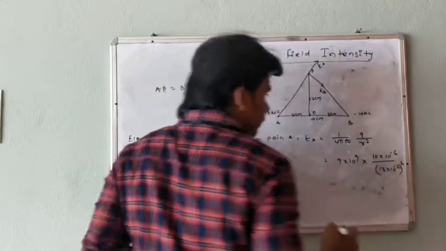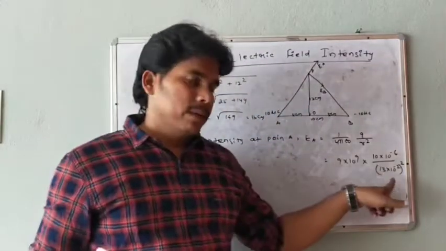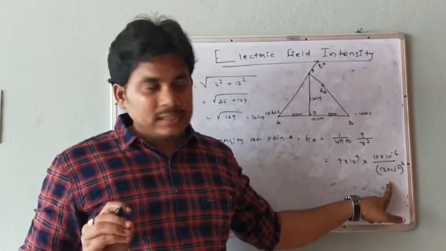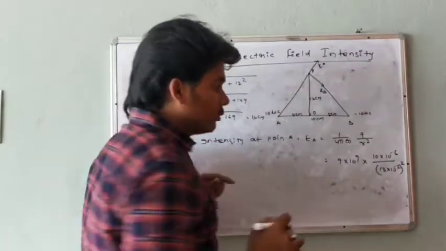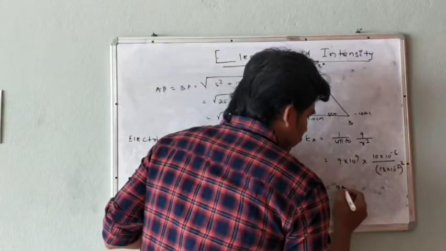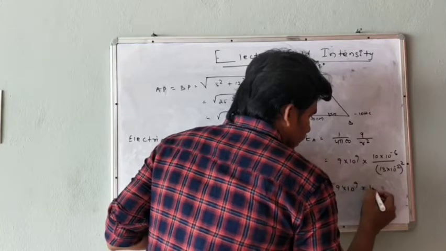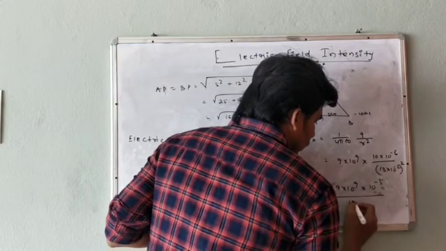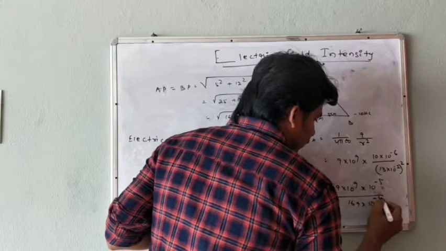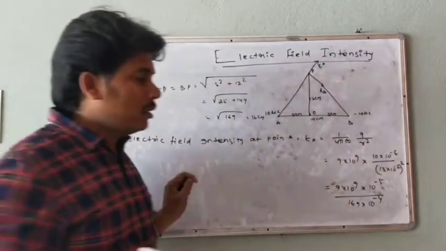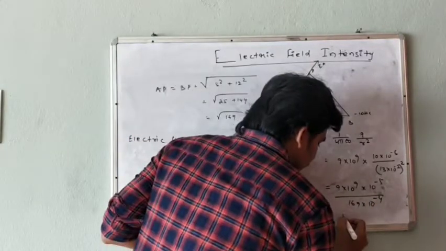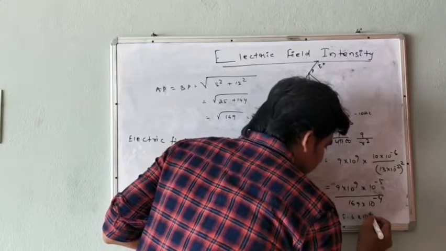Why is this 10 to the power minus 2? Because we are using SI units. The SI unit is meter. That's why this will be 9 into 10 to the power 9 into 10 to the power minus 5 by 169 into 10 to the power minus 4. If you solve the value, then you will get 5.3 into 10 to the power 6 Newton per coulomb.